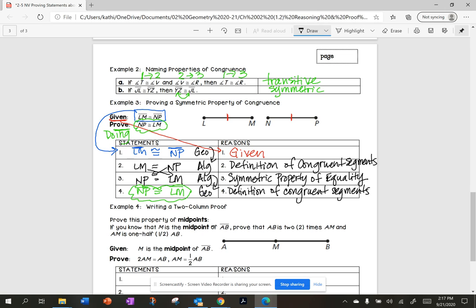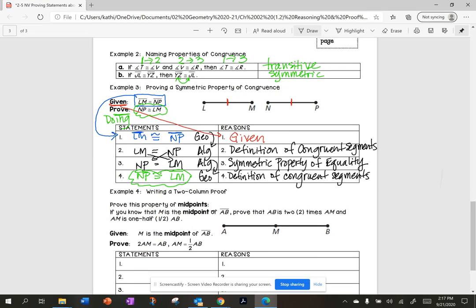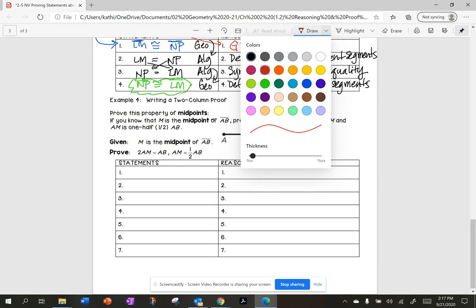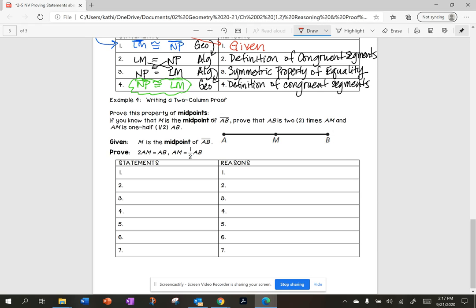Okay, that one was a pretty easy one. Let's try one that's a little bit more complicated. If you know that M is the midpoint of segment AB, prove that AB is 2 times the distance from A to M, and A to M is 1/2 the distance from A to B. Okay, so we're saying M is the midpoint, so let's just get a visual of this so I know these two segments are congruent.